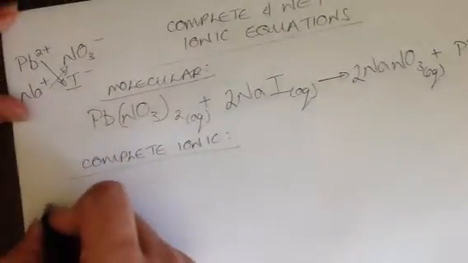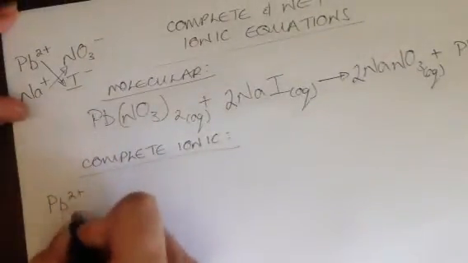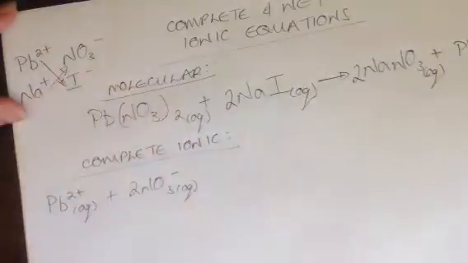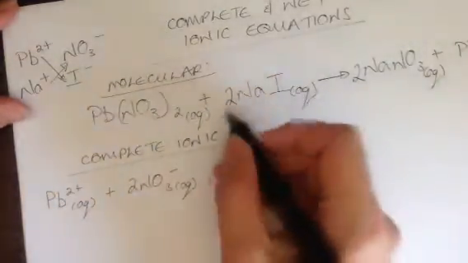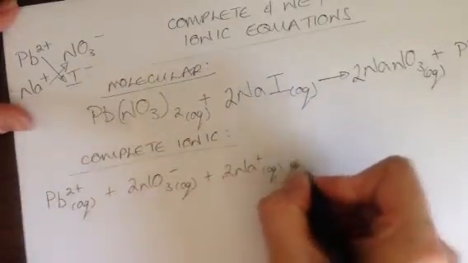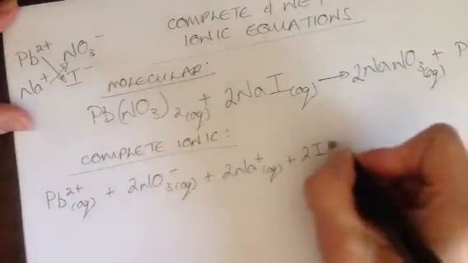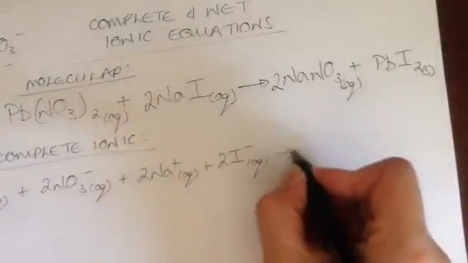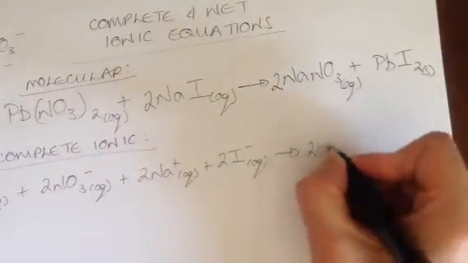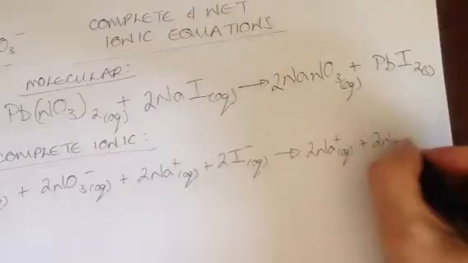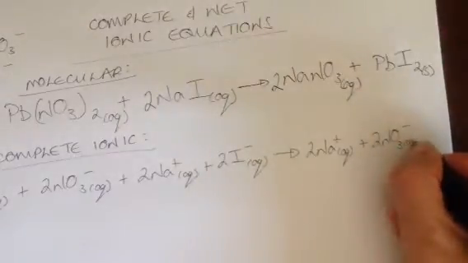Lead 2 nitrate will form Pb2 plus and 2 NO3 minus. Sodium iodide, we've got 2 of them, will form 2 Na pluses and 2 I minuses. 2 sodium nitrates will form 2 Na pluses and 2 NO3 minuses.